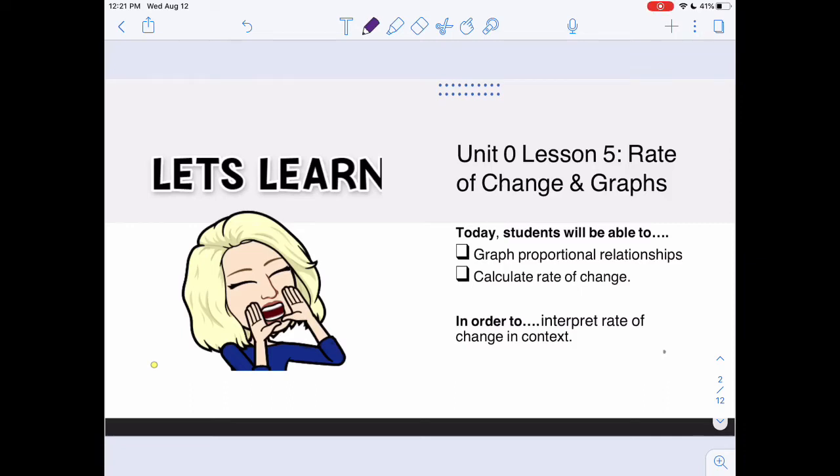Hey guys, today we're going to focus on Unit 0, Lesson 5, Rate of Change in Graphs. After today, you'll be able to graph proportional relationships and calculate rate of change. This is important because we want to be able to interpret that rate of change in the context of the problem. So let's get started.